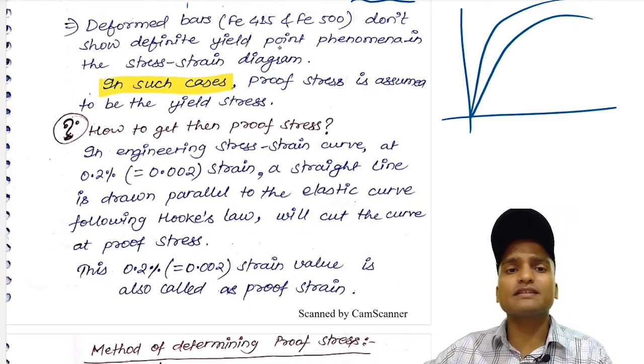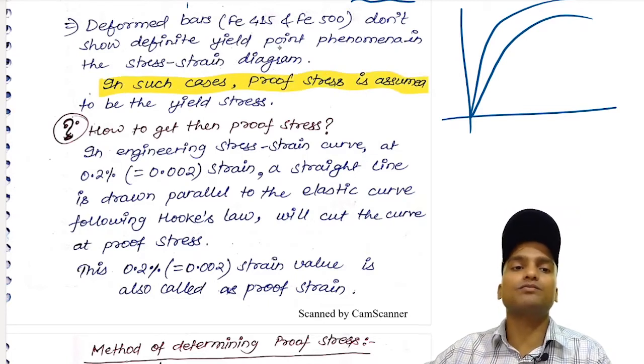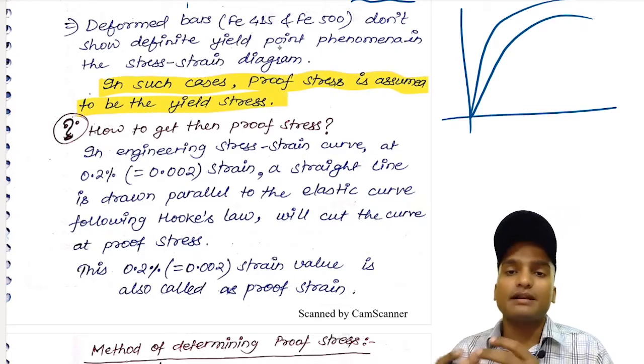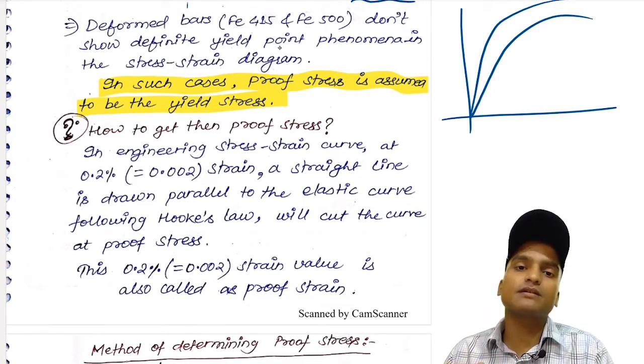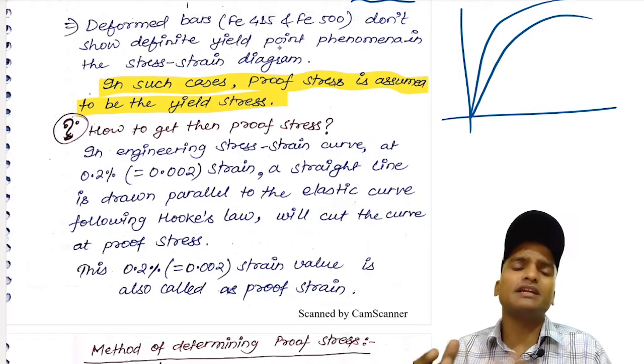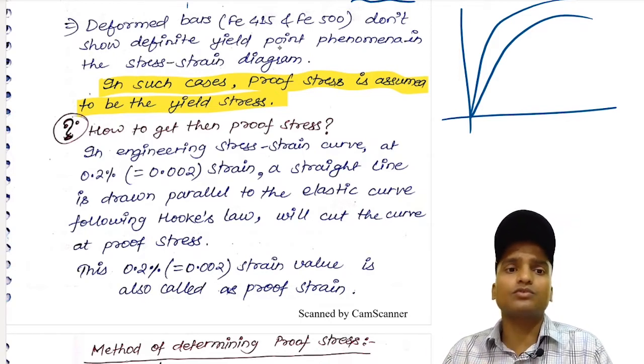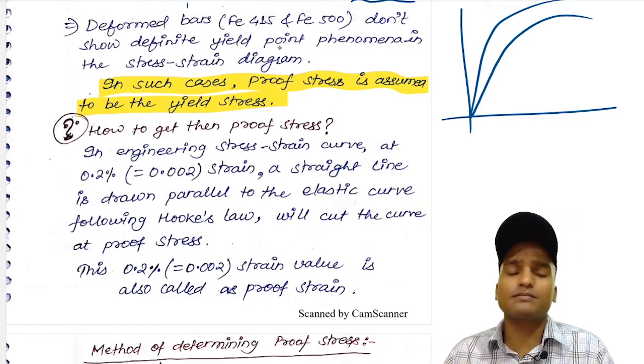So in such cases, proof stress is assumed to be yield stress. That means the proof stress which you get in these curves, you can take them as the yield stress. Now the question automatically comes, how to get that proof stress?